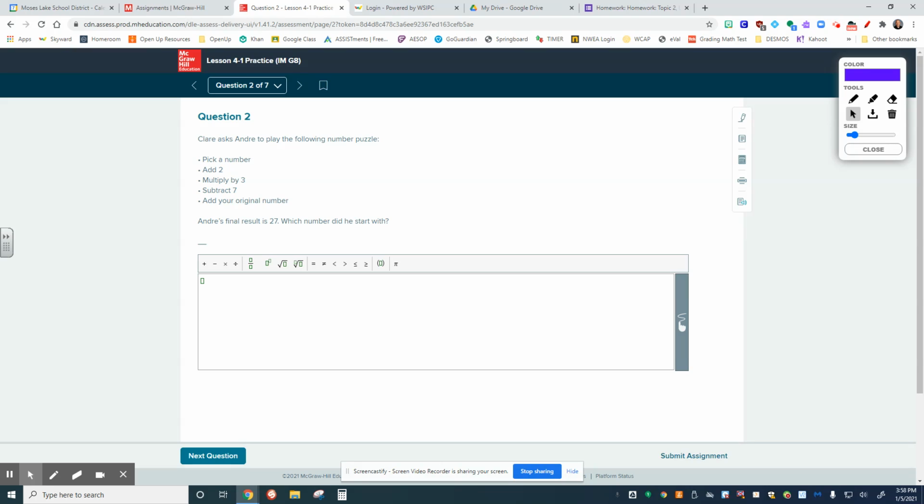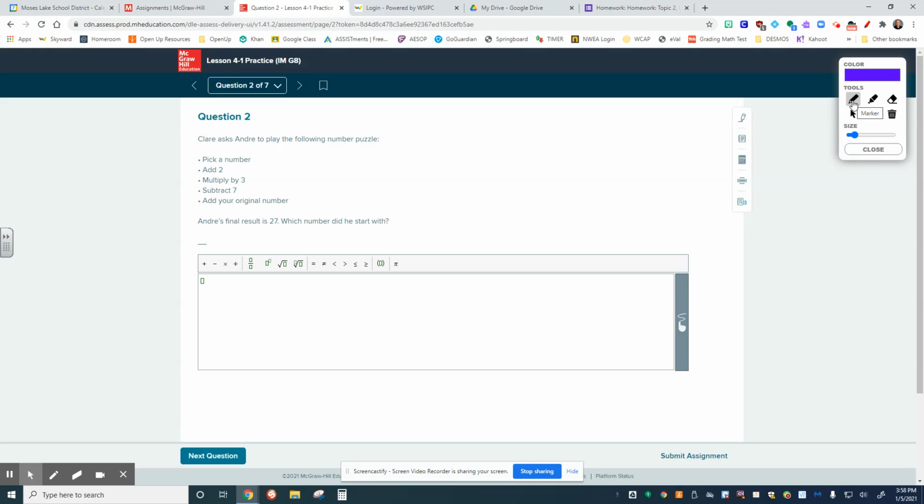Well, how would I actually work with this? The premise of this lesson is to use some logic and reasoning to work backwards to understand where we're at. So if we're looking at this piece and Andre's final result was 27, we need to work backwards to make that happen. So we had to add your original number, and then we know that the final result was 27. How did he get 27?